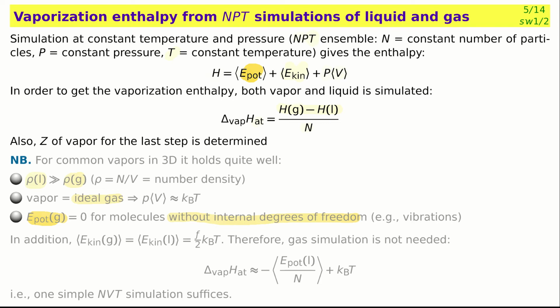I already said that these kinetic terms are the same, and if we put all this together, we'll get this simplified formula for the vaporization enthalpy. In this case, it's minus the average potential energy in the liquid phase, normalized, plus this term which comes from PV using the ideal gas equation of state. Here we will not use this because we know our vapor is not ideal.